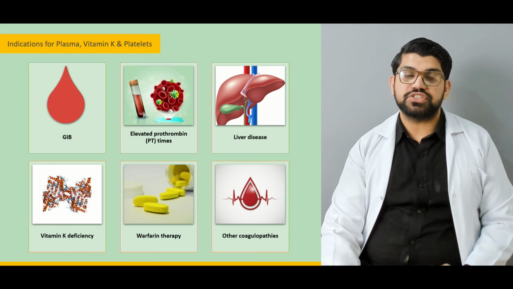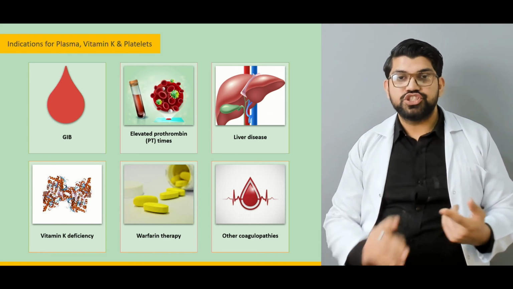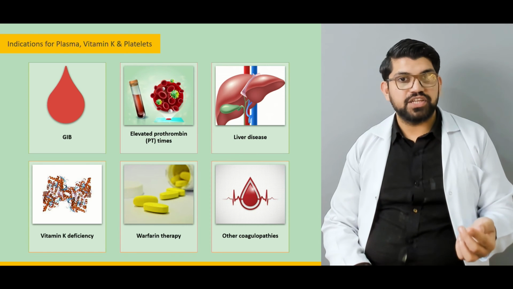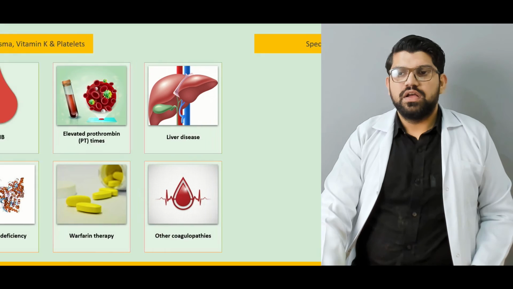It is said in some literature, patients with ongoing bleed should be given 1:1:1. That's 1 of PRBC, 1 of plasma, and 1 of platelets.